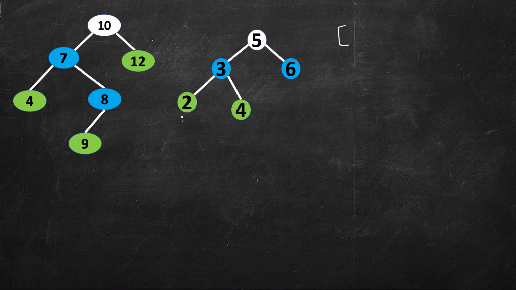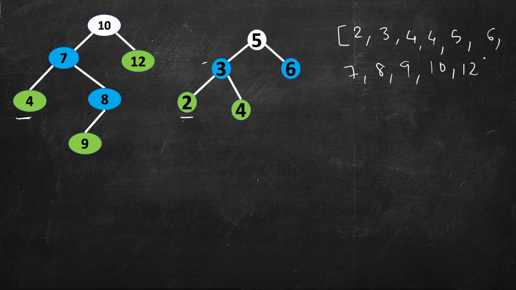So the smallest is this one. These are the two smallest, so the smallest among these is 2. Then next is 3. Then next is one of these 4s, and then the other 4. Then 5 we have, 6 we have, 7, 8, 9, 10, 12. So this should be the answer.